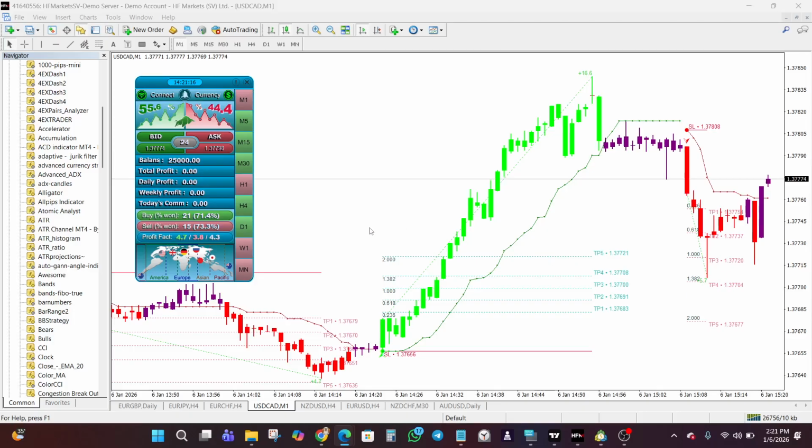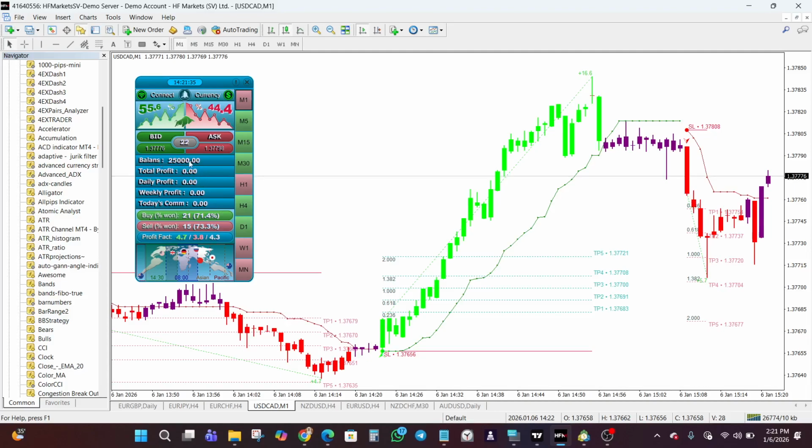Okay, so this advanced tool is designed to scan market structure, detect trend shifts, highlight high probability trade setups with notable accuracy, right? By combining multiple analytical techniques into one visual display, the indicator helps you to make smarter decisions. You can see that it has a display here, all right, and then you can see balance, your total profit, daily profit, weekly profit, today's, and then you can see here it also predicts take profit levels, stop loss level.